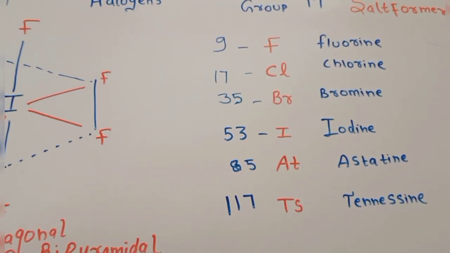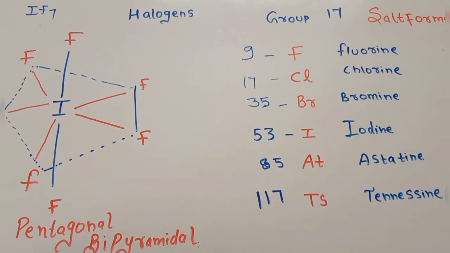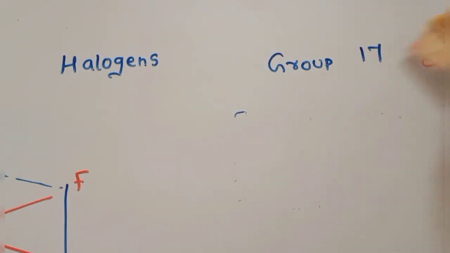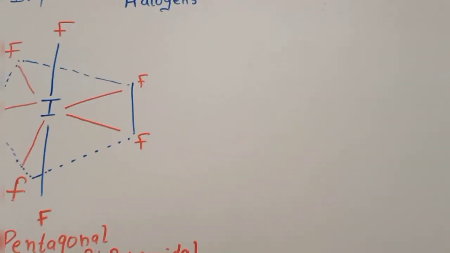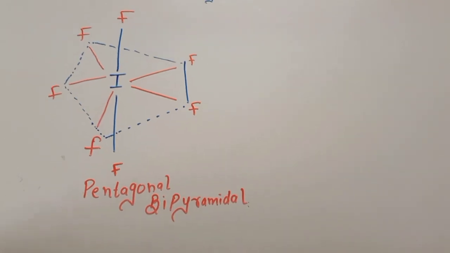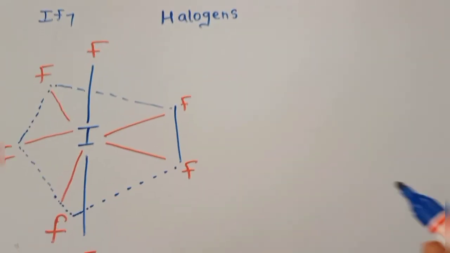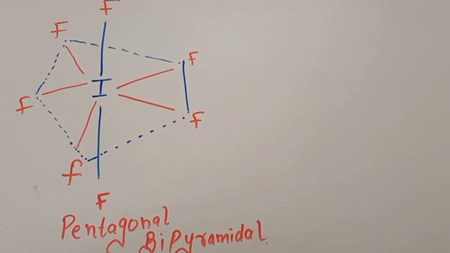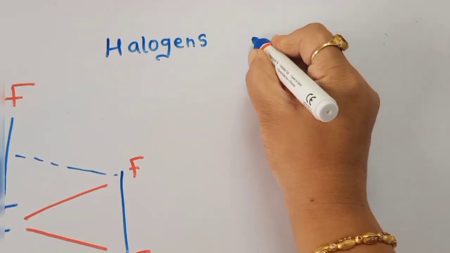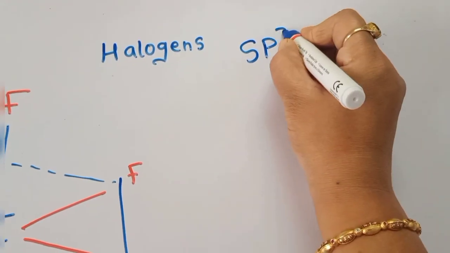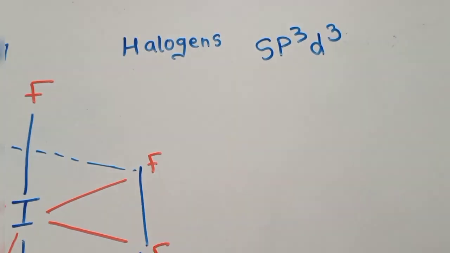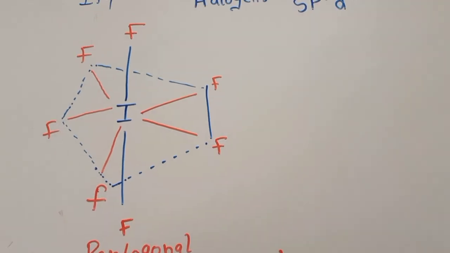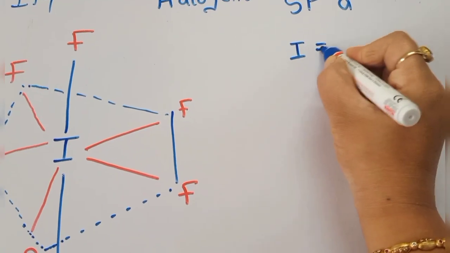Now I will discuss the geometry of IF7. Now you know the atomic number of iodine is 53. So how can we make the geometry? Some students find hybridization a little tough, but if you forget the atomic number, then it becomes tougher. As we know, the IF7 molecule has pentagonal bipyramidal geometry and sp3d3 hybridization. One more thing, the atomic number of iodine is 53.